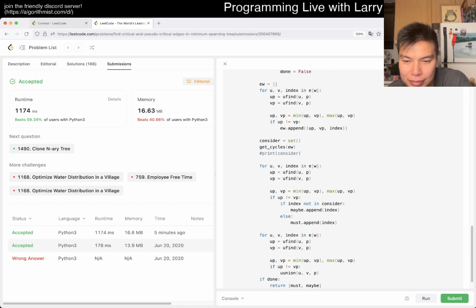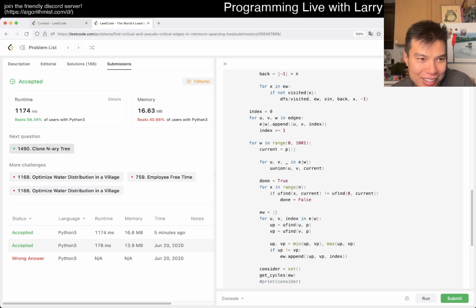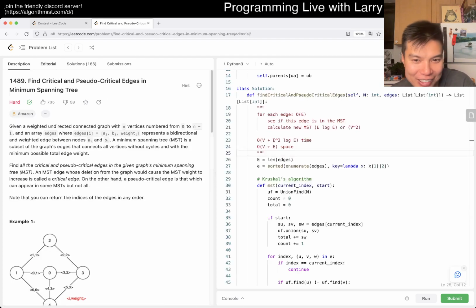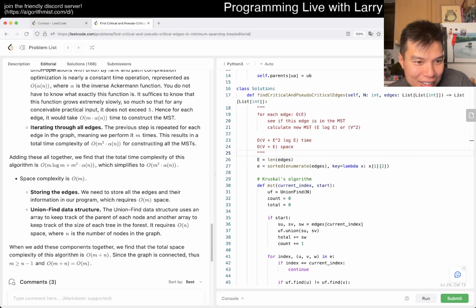then it has to exist because they all, I don't know. I don't know if I understand this one. Past Larry is ridiculous. This is actually ridiculous code. Let's take a look at the editorial then. I mean, this is basically what I did, right? Yeah, this is what I did, I guess.